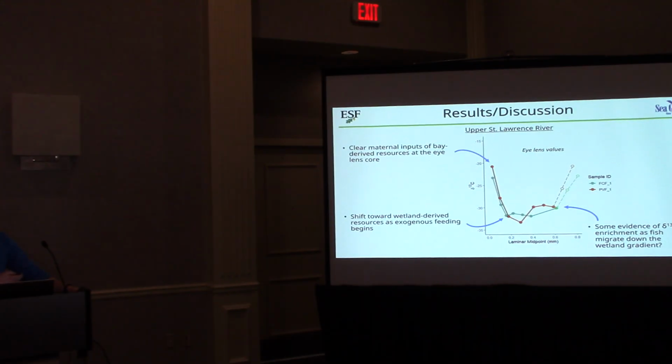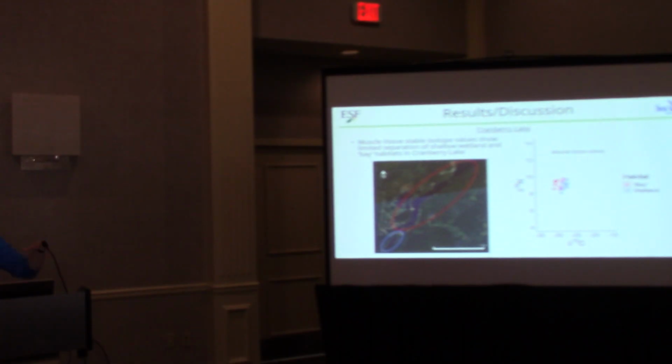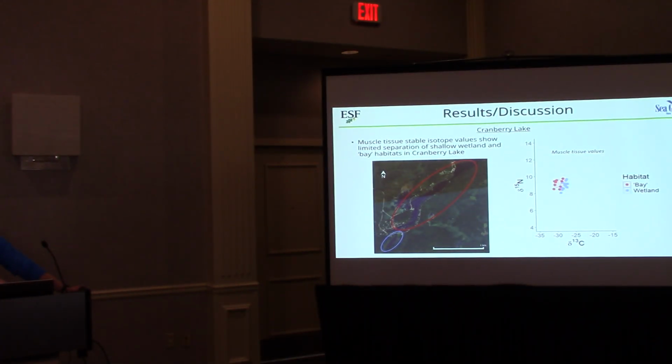Now we're going to look at Cranberry Lake, our second site. So completely different site, so forget everything you just saw about carbon isotope values. Basically what we have here are two pretty distinct habitats as well. These shallow wetland habitats where we believe they are spawning, and these more open habitats down the gradient. It's not truly a bay habitat, it's not windswept, but it's analogous to our bay habitat in the upper St.